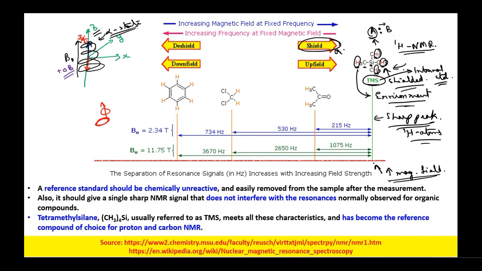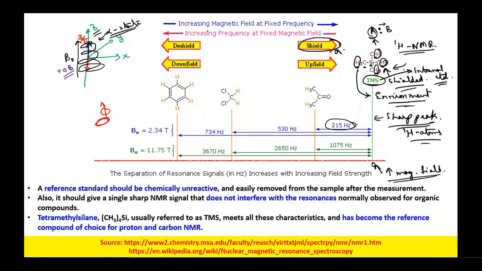And we consider the peak of the TMS as 0. Okay, and with respect to TMS, we find out the shift of the other atoms. So if you see over here 215 hertz, that means there is a shift in the magnetic pattern. Since there is a shift in the frequency, there is a shift in the magnetic pattern.